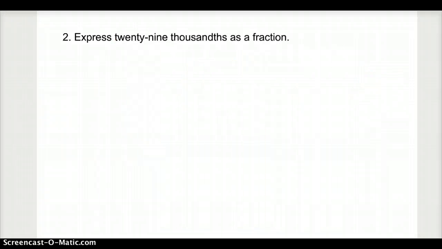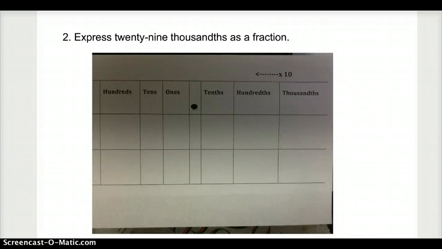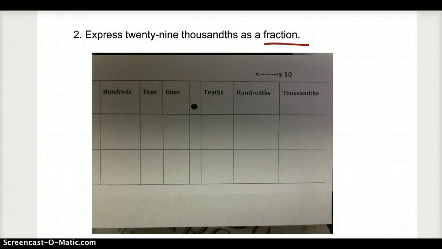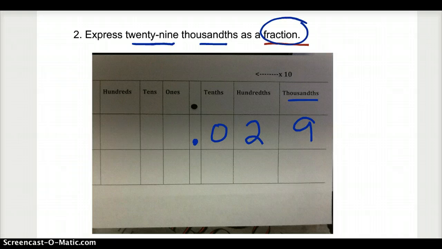Let's try number 2. Express 29 thousandths as a fraction. All right, I've inserted a place value chart, and in my directions it says as a fraction. I am going to write it as a decimal first because I know that once I have it written as a decimal, I can easily translate that into a fraction. So I'm looking in the directions and I see 29 thousandths. So I find my thousandths column, and I know that my digit needs to end in the thousandths column. So there's my 29, and then I add my 0 as a placeholder. So here is 29 thousandths as a decimal, but we need it as a fraction.